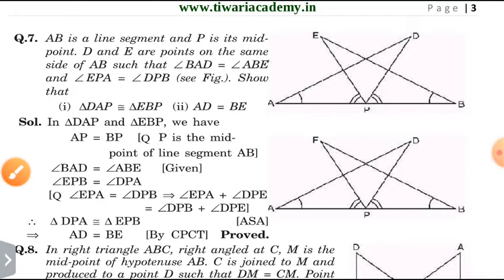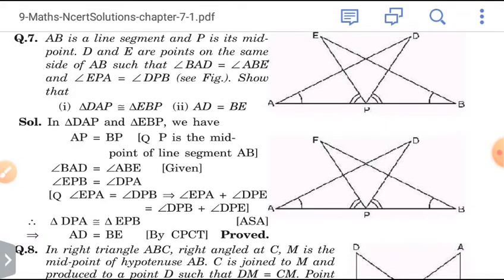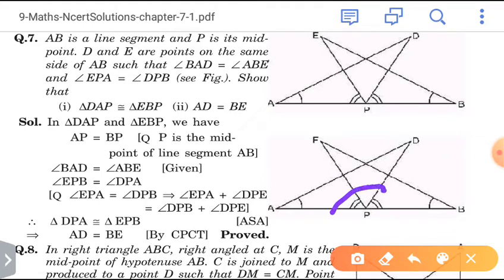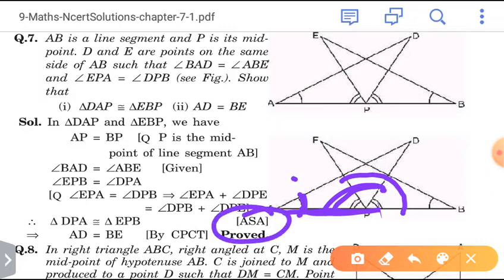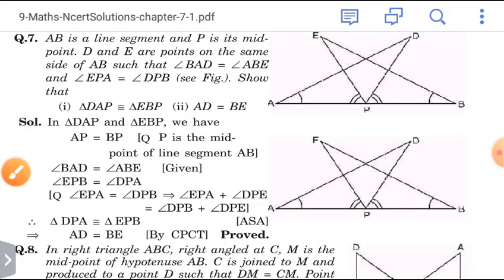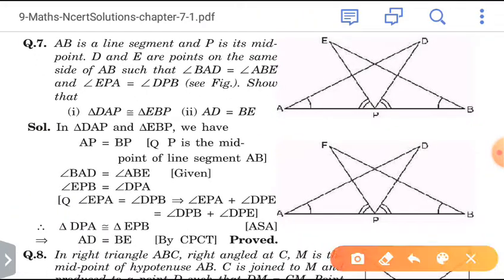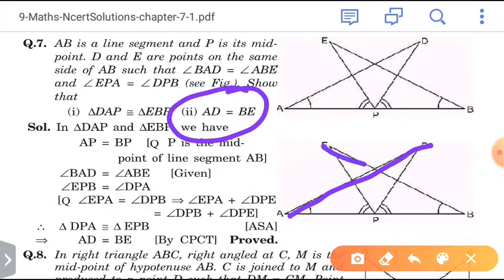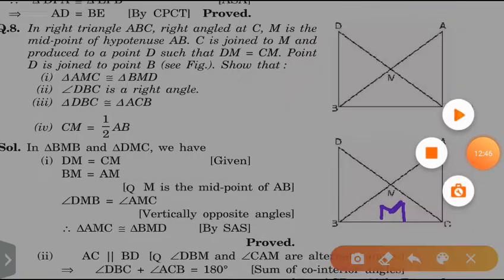Finally you will get this whole angle equal to this whole angle. Hence from ASA congruency, both the triangles will be congruent to each other. Then by CPCT, the second part, AD equals BE, which we have to prove. This is AD equal to BE. By CPCT, both will be equal to each other.